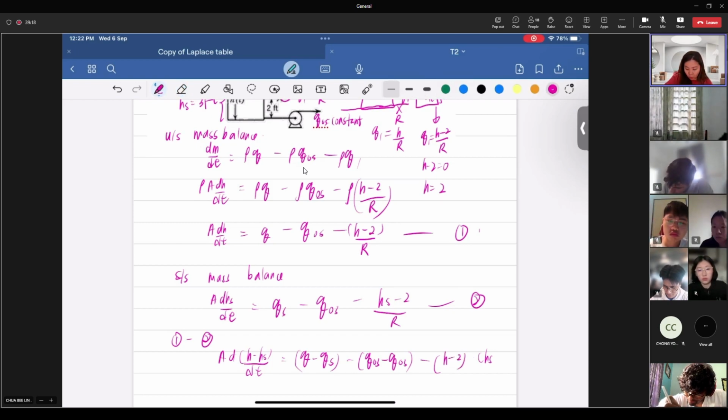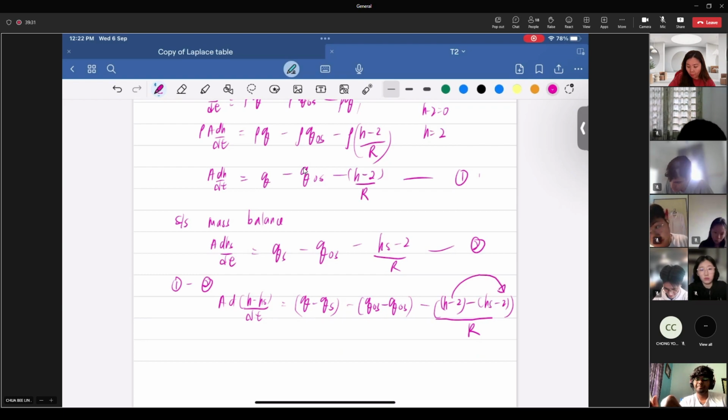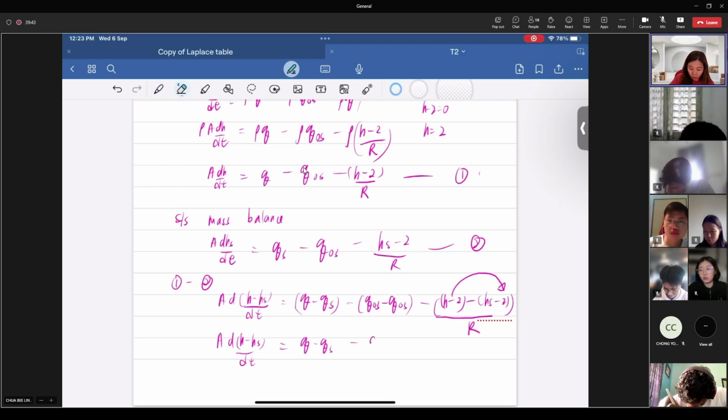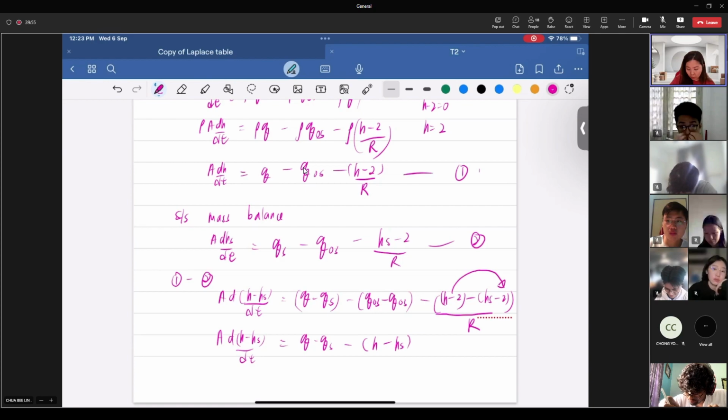So H minus 2 minus H minus 2, then over the R. So this one, minus 2 plus 2, gone. So it will be A dH minus HS over dt, Q minus QS. This one is gone, so I will just ignore. Then minus H minus 2 plus 2, right? So the one is gone, left with H minus HS over the R, because we have minus 2 plus 2 here.